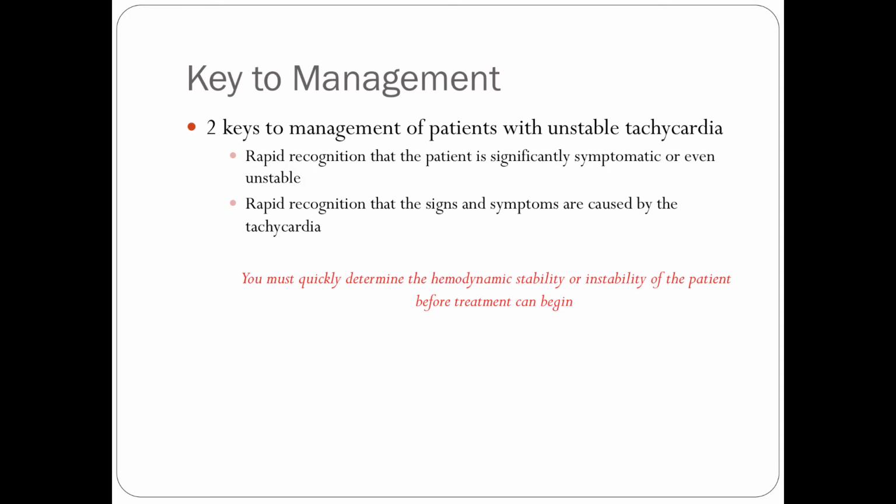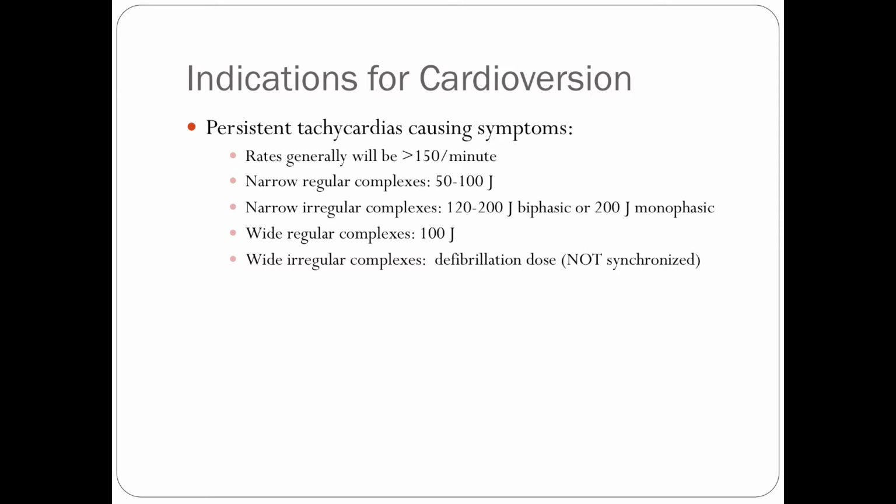So two keys to manage it. Rapid recognition of symptomatic or unstable. If they are symptomatic, or at least they're going to be symptomatic, why would they be calling us in the first place? And then recognize the signs and symptoms caused by the tachycardia, which we just talked about. So look at the hemodynamic stability or instability of that patient. So it's stable or unstable for everyone, all right? And that's where your treatment takes place.